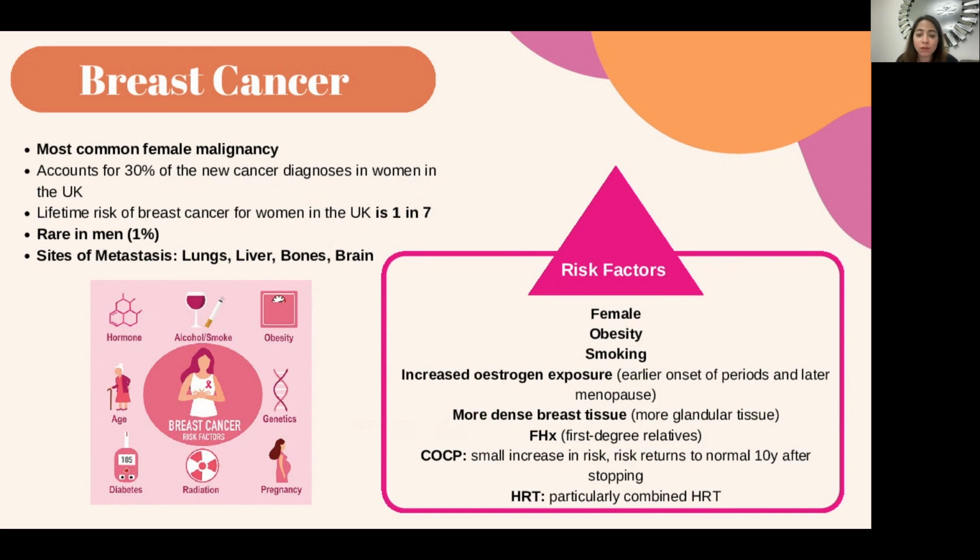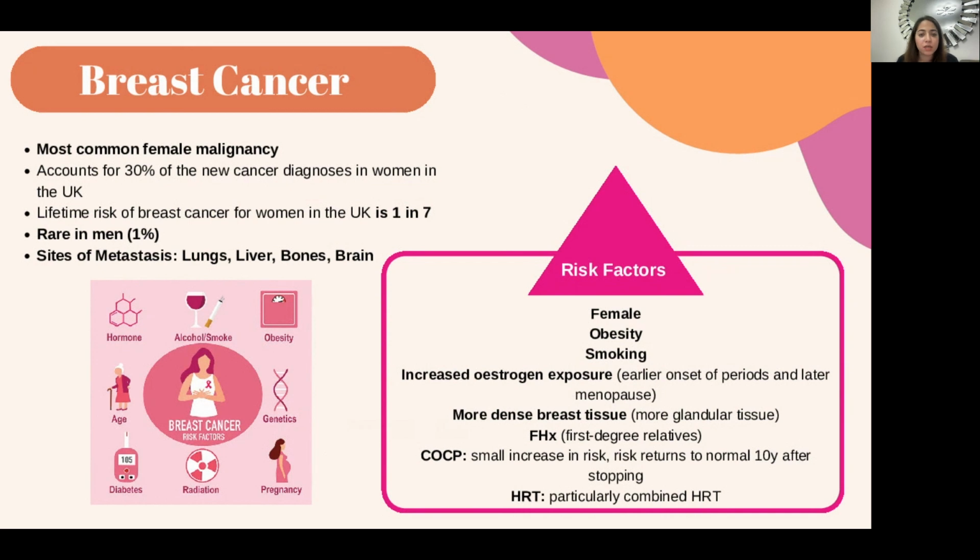The risk factors, of course, being female is one of the biggest risk factors. Obesity, smoking, increased estrogen exposure. So, for example, having an earlier onset of periods or a later menopause, a family history, especially if you've had a first-degree relative. The combined oral contraceptive does have a small increase in risk, but once patients stop taking the COCP, then after about 10 years, the risk goes back to what it is for women who haven't had the COCP, and particularly combined HRT can be a risk factor as well.